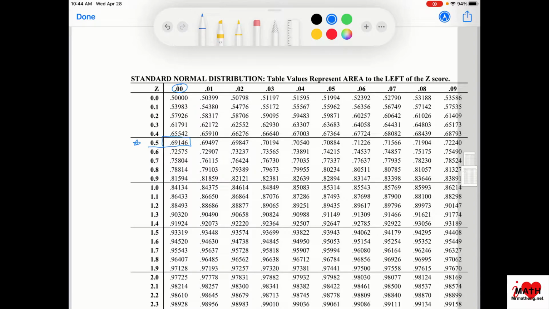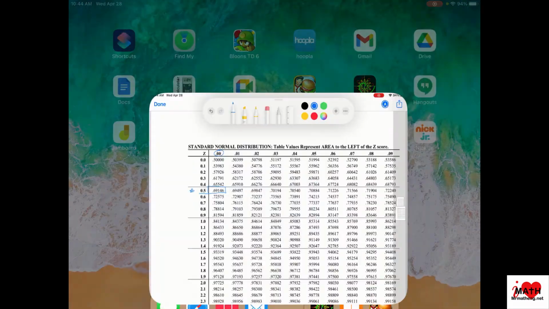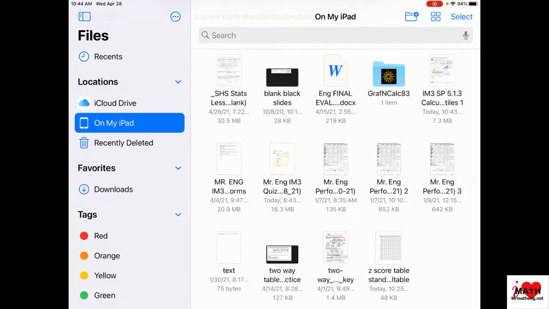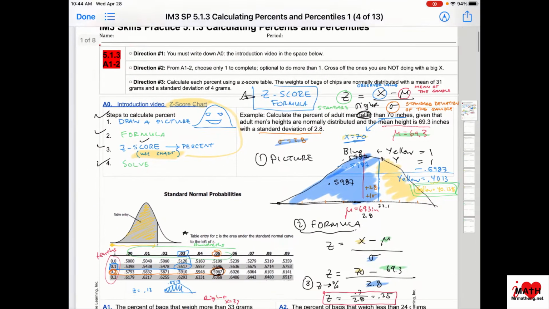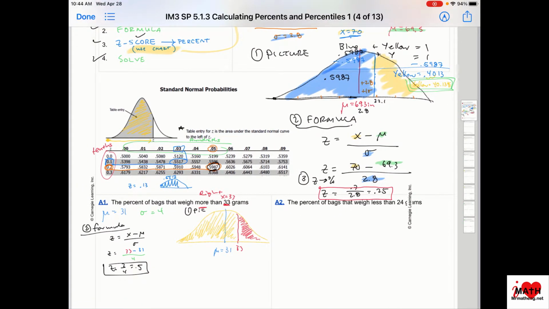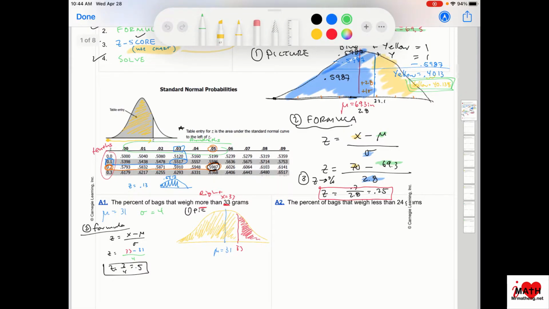So you can write down those numbers: 0.69146. Okay.